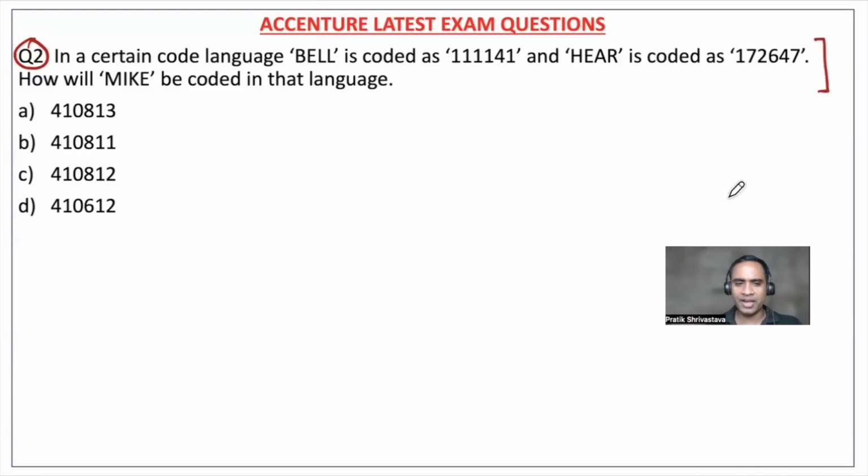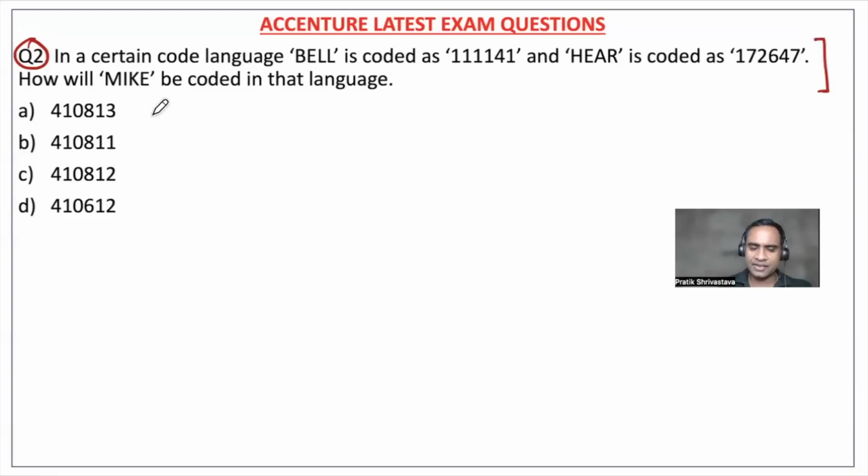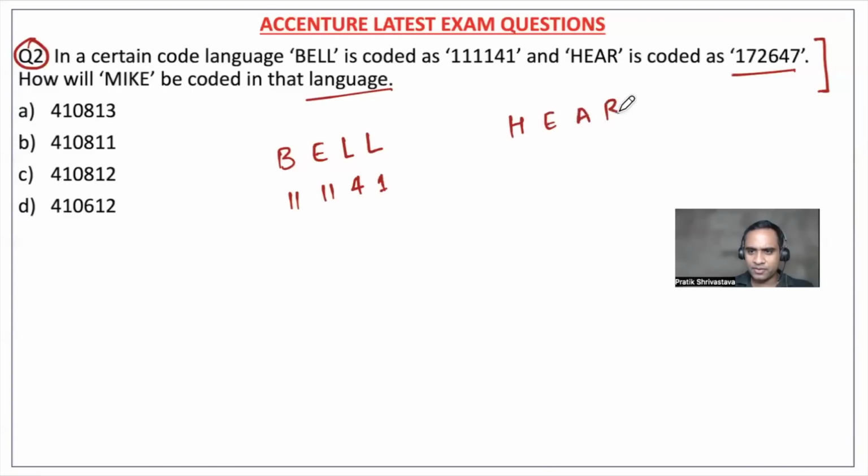Next, in a certain code language, bell is coded as 111141, and here is coded as something else. How will Mike be coded in that language? Now, this is a tricky question.